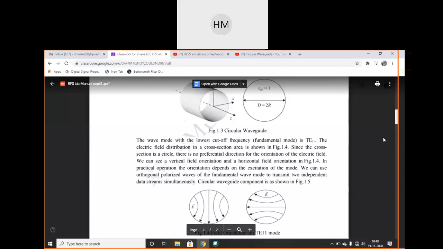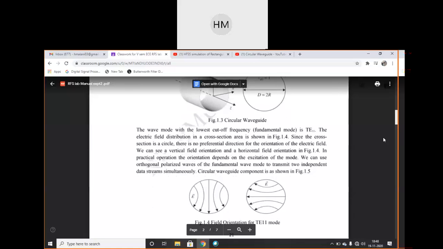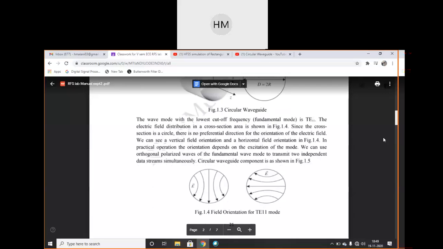Circular waveguide component is shown in figure 1.5. So you can see this diagram. You can prepare your lab copies. In that you can write the heading, figures you can draw, whatever instructions I am giving in the online lab sessions, you can write those things in your copy.